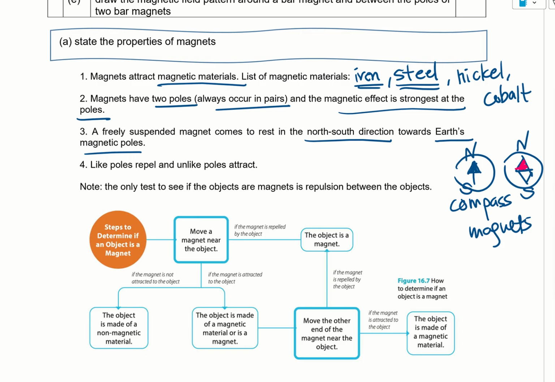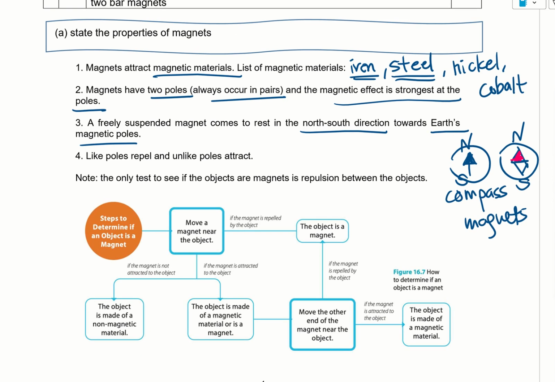So property number 4, like poles repel and unlike poles attract. This we have learned in static electricity, where we talk about like charges repel and unlike charges attract. Please use the correct term. When we are talking about magnets, we use poles. When we are talking about electric charges, we use charges. But it's still the same thing: something that's alike will repel, something that's unlike will attract.